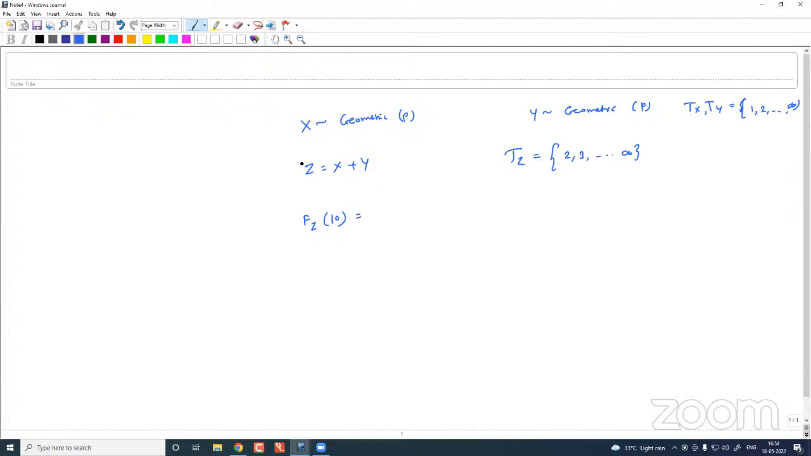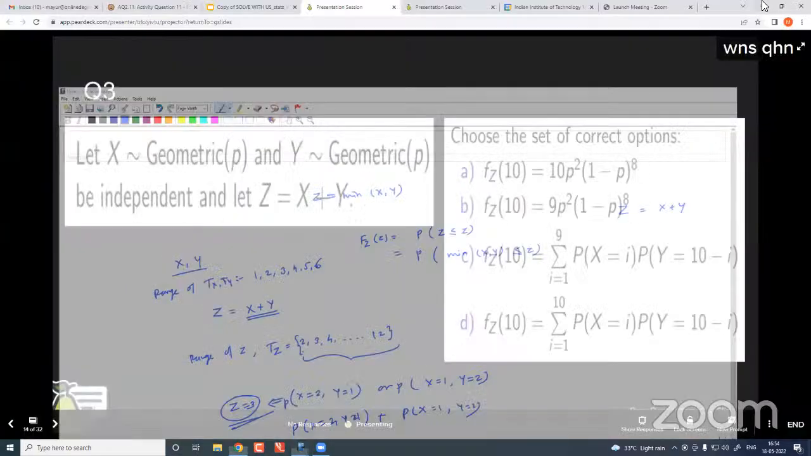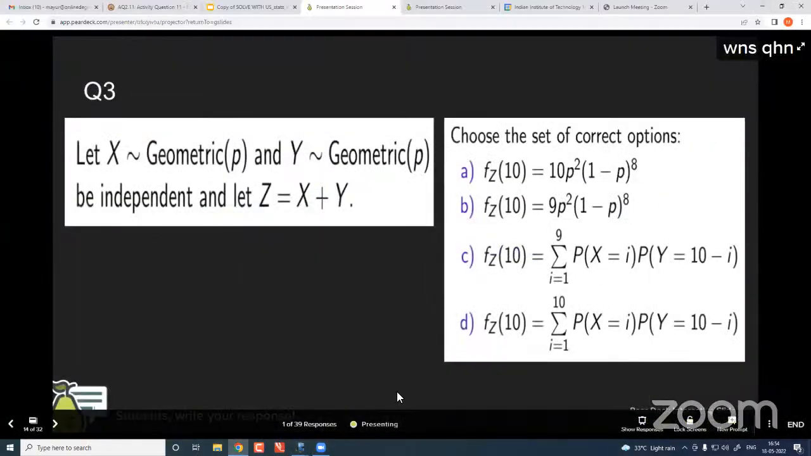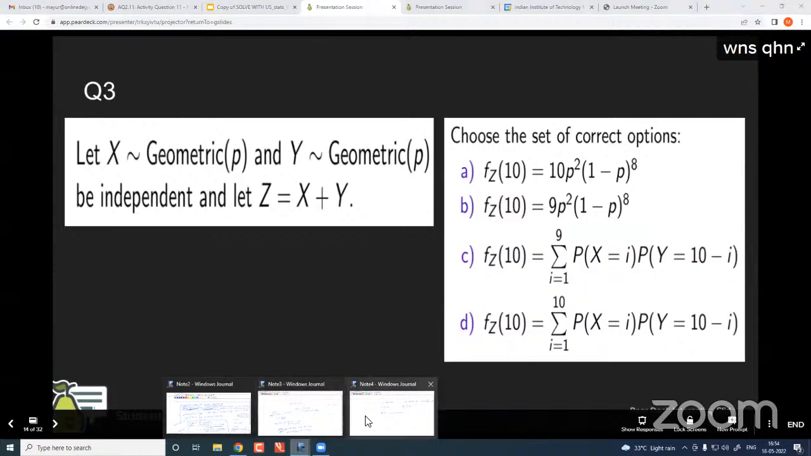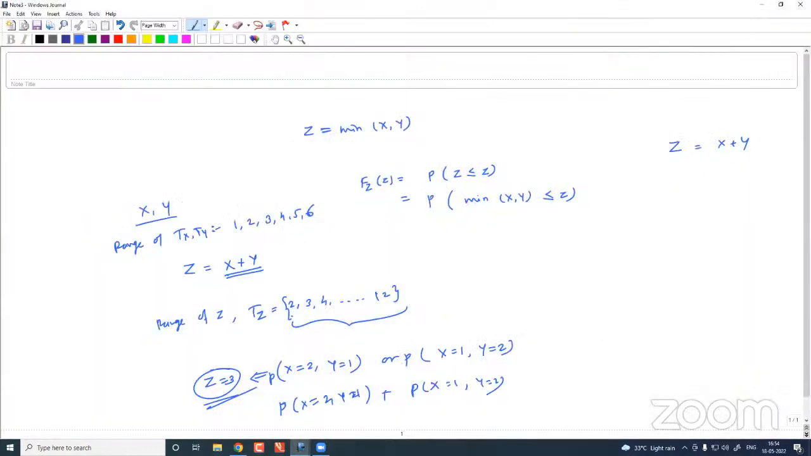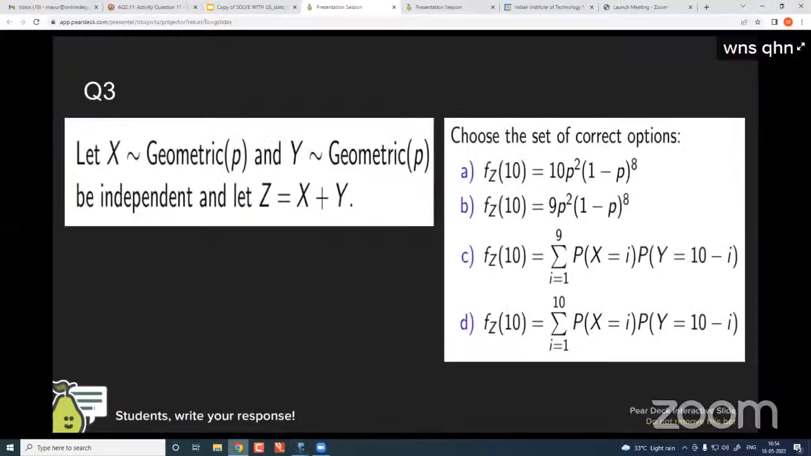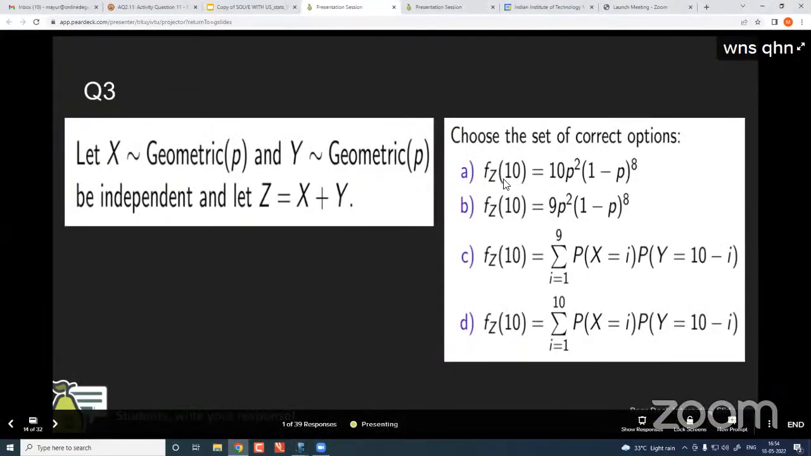What are the possible cases here? Is it capital FZ or what? I think it's the CDF or what? No, it's PDF. So PMF only. Okay. Just find it out.